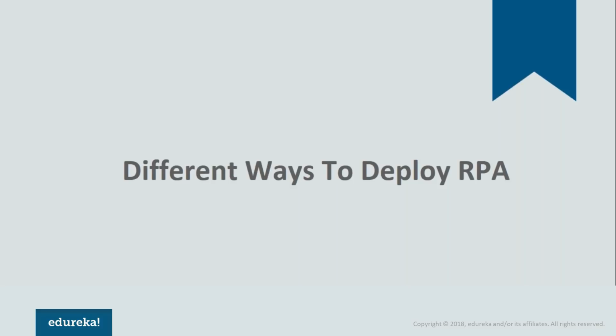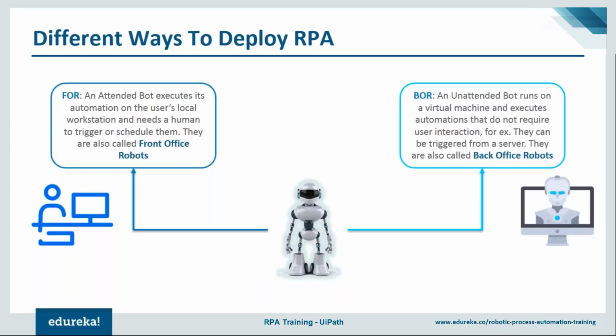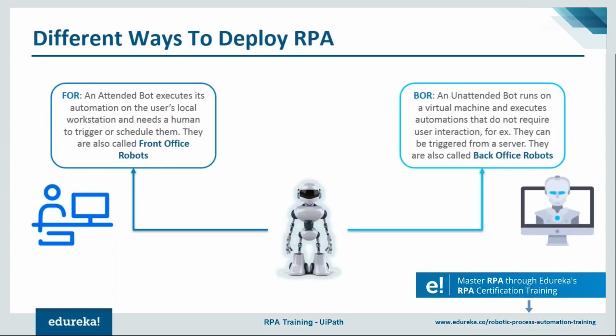Now, we have discussed the kinds of workloads which can be automated in RPA. Let's see what the different ways are that you can deploy an application in RPA. When you deploy applications in RPA, guys, there are basically two ways that an application can run. You can either create a front office robot or a back office robot. The basic difference between them is the way they are triggered.